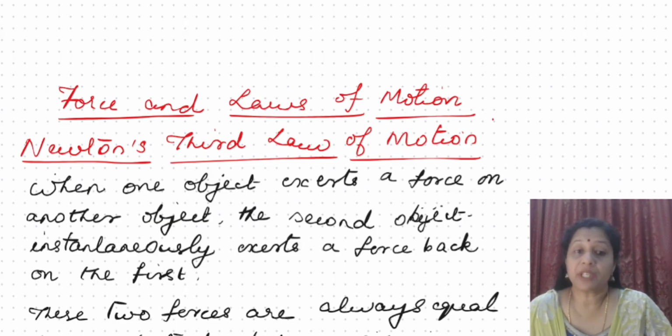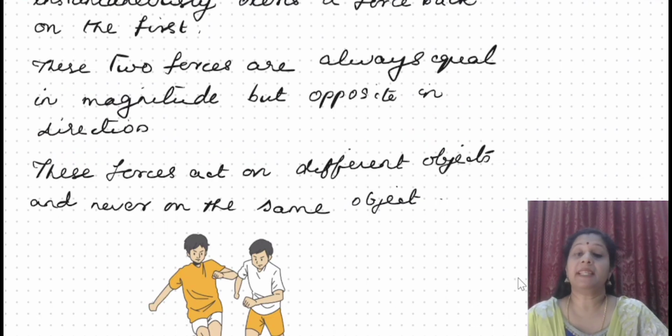The third law of motion states that when an object exerts a force on another object, the second object instantaneously exerts a force back on the first. In very simple terms, for every action, there is an equal and opposite reaction. Now we have to remember these two forces are always equal in magnitude but opposite in direction.